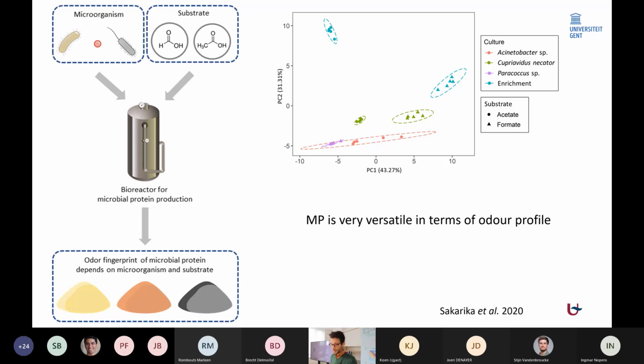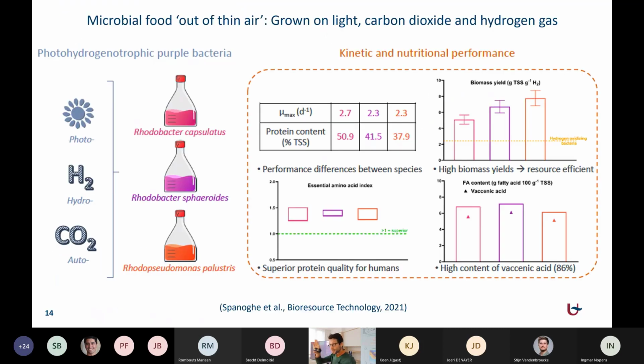So this is what we can see here, and more details are in the study of Mirsini Sakarika. Another example to grow in the CCU atmosphere, let's say, is to use light, hydrogen and CO2. And we investigated 3 types of purple bacteria, and we can see that they can grow relatively rapidly. They outcompete microalgae. In terms of biomass yield, that means the amount of product you get per hydrogen invested, you get a lot more than with hydrogen oxidizing bacteria. And we have a very good dietary match with human food. We exceed on all levels the quality that is required to feed humans.